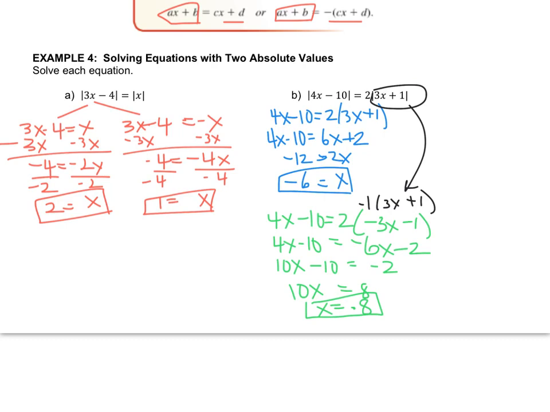This example is much more complicated. A lot of them are not as complicated as this. They usually just have one absolute value in them, but this is what it would look like with 2.